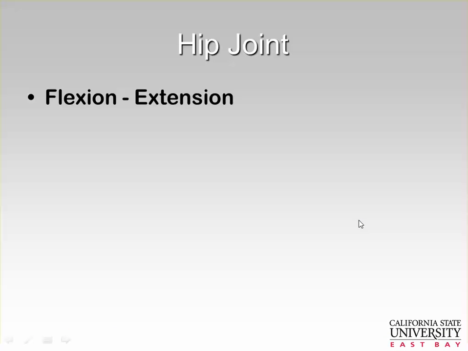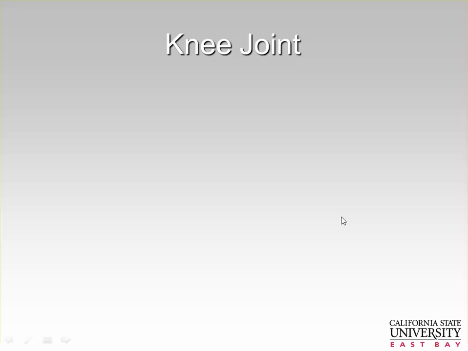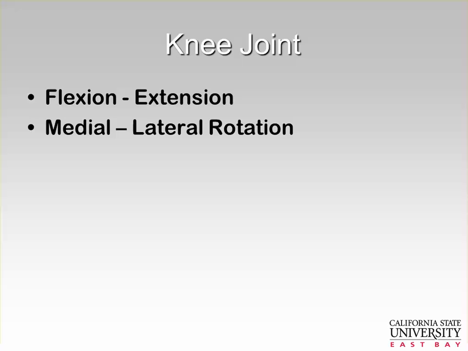So the hip joint is a ball and socket joint, and it can flex and extend, abduct and adduct, and medially and laterally rotate. So it can do all three motions. The knee joint is a simple hinge joint and can only flex and extend. And in the rare case, when it is flexed to 90 degrees, there is a very small amount of medial and lateral rotation.